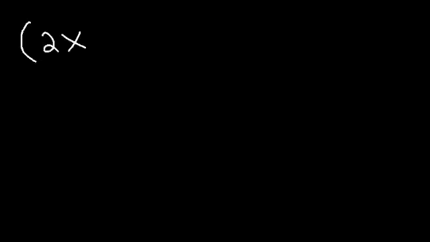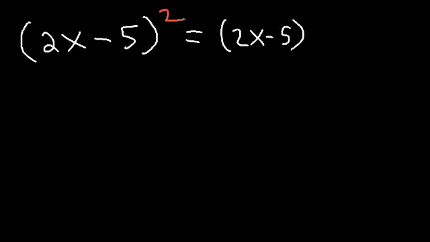Now what if you were to see an expression that looks like this? (2x - 5) squared. How can you simplify this expression? If you see something like this, this simply means that you have two binomials multiplied to each other. So there's two (2x - 5)s. So let's do what we did in the last example.